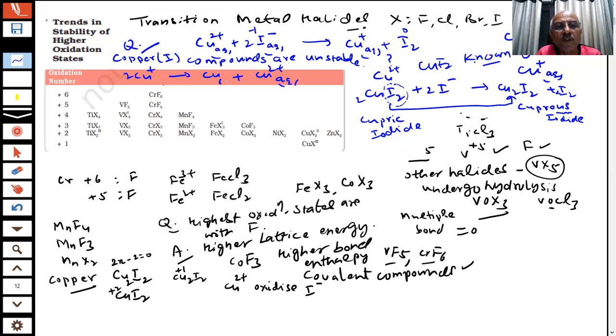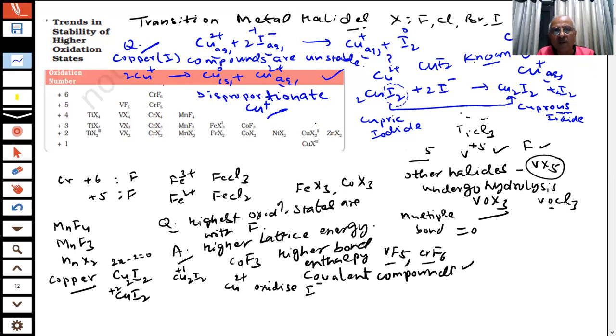What type of reaction is this? Important reaction, students. This is disproportionation. That's why I said disproportionation reactions are always important. Anytime a question can be there. So copper plus 1 compounds are unstable because they disproportionate. Copper plus 1 will go to copper 0 and copper 2 plus. Important question.